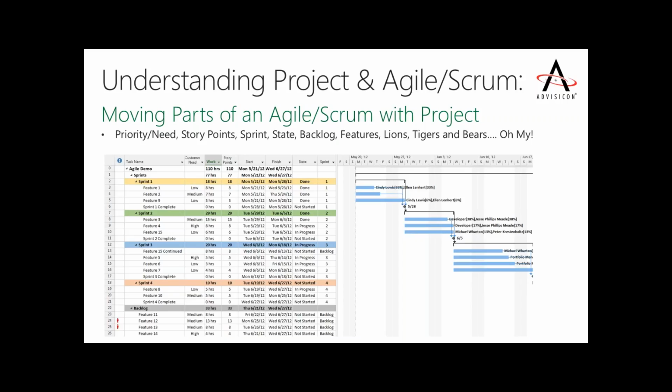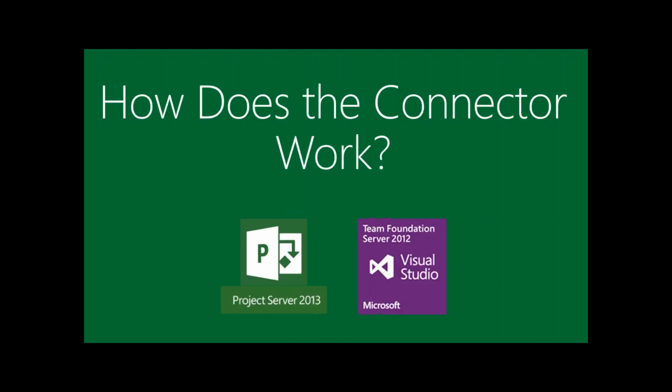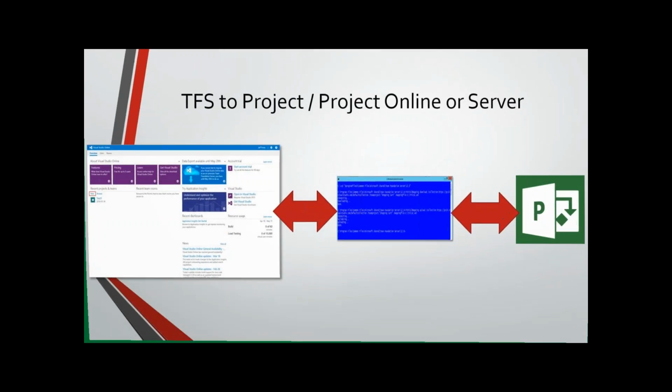Now, what we want to do is take a schedule that is maybe high level, and under feature 1, under sprint 1, I don't need to know all the moving parts. What I really want to do is understand how that connector brings these pieces together. So our goal today is to walk you through how Visual Studio Online or on-premise works with Project Server online or on-premise, or even just Project Professional, and have the pieces come together.